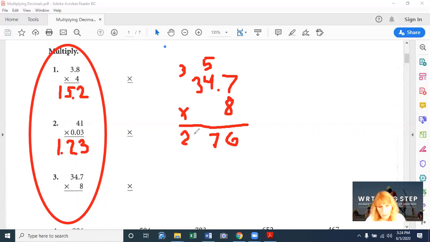Now we look and see how many numbers we have after the decimal. In our case, we only have the 7 after the decimal, so 1 place. So we start our decimal at the end of the answer, and we move 1 place. The answer to that one is 277 and 6/10, or 277.6. So that's how you multiply a decimal by a whole number.